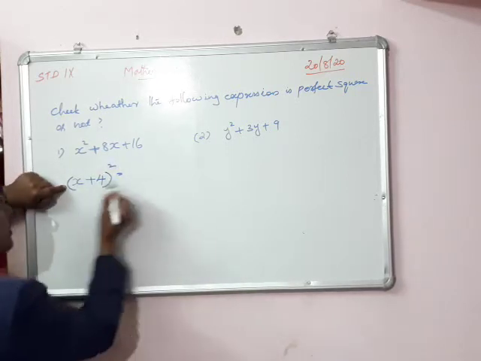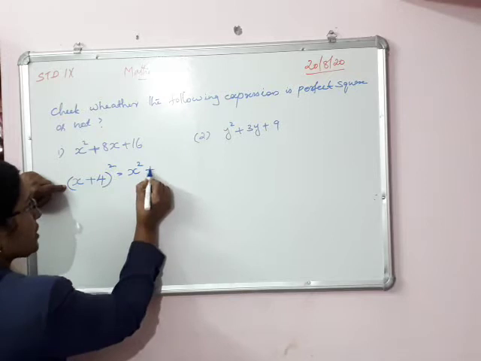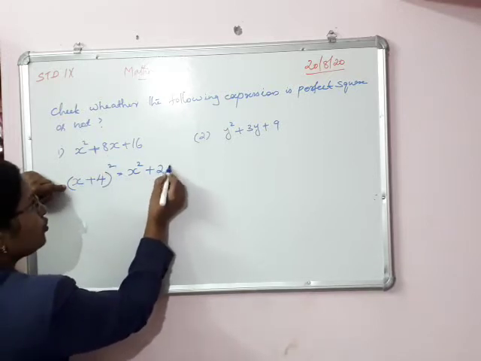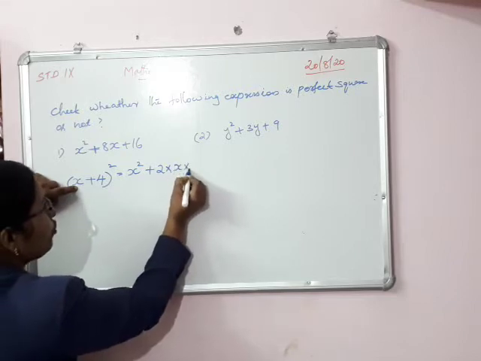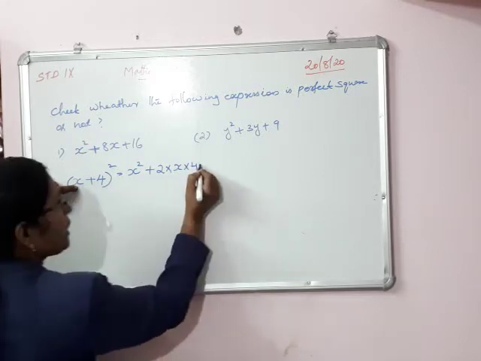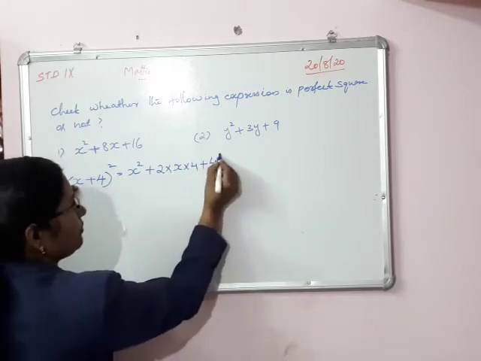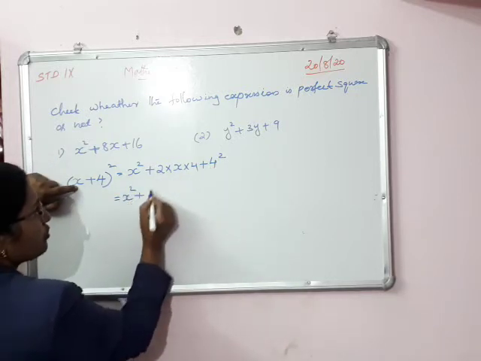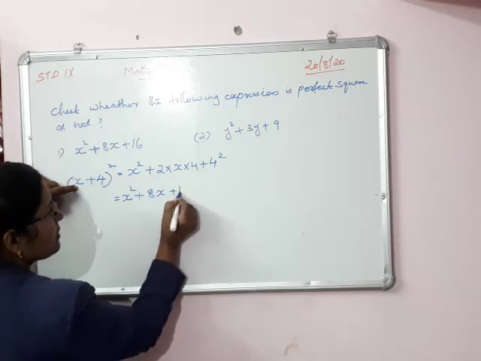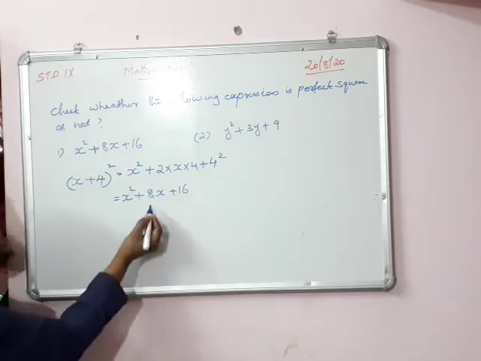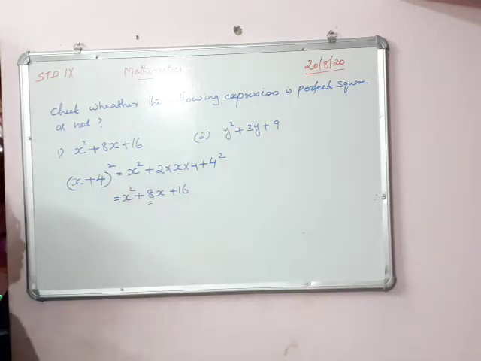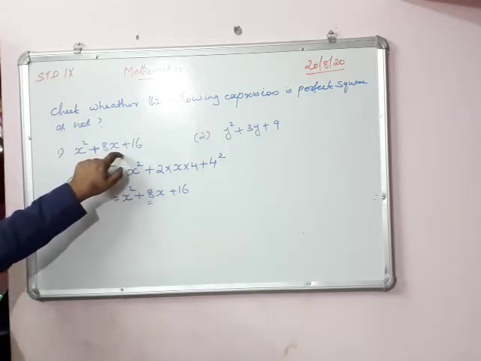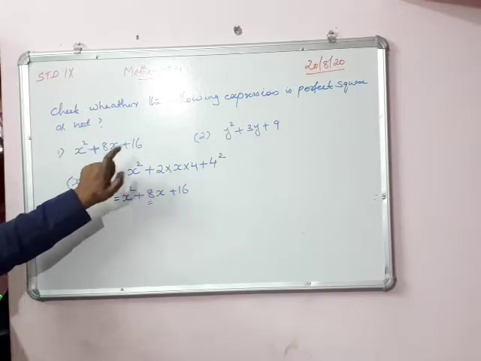What is the first term? x square, plus the middle term. The middle term is 2 into x into 4, is it? Plus the last term, 4 square. So that is equal to x square plus 8x plus 16. Okay. You may connect it with the question. It is equal, the same. So we can say it is a perfect square.